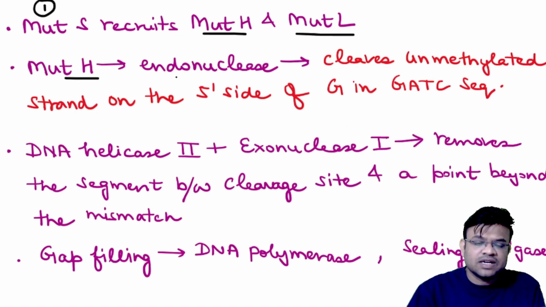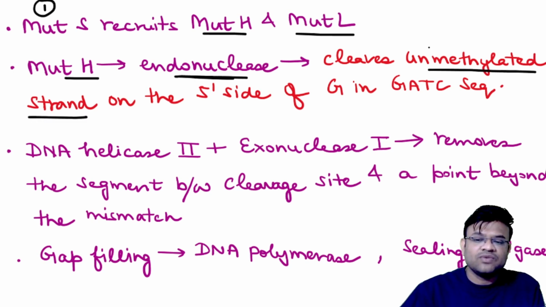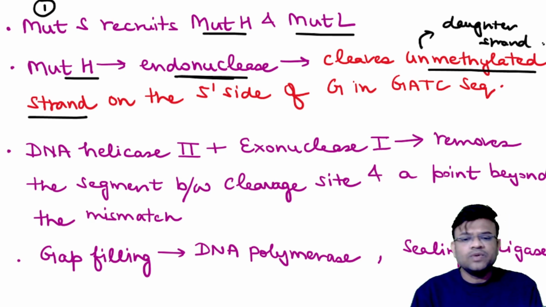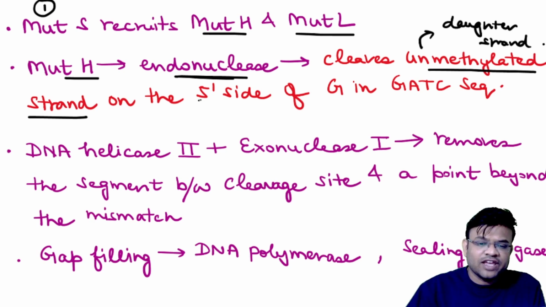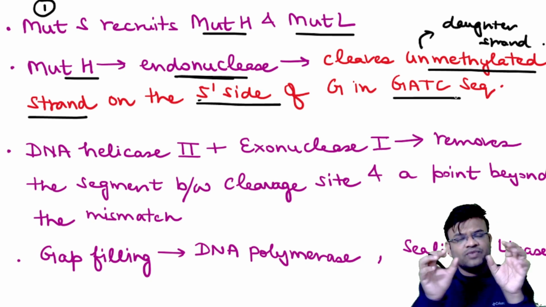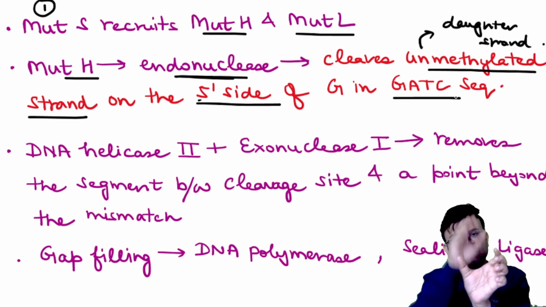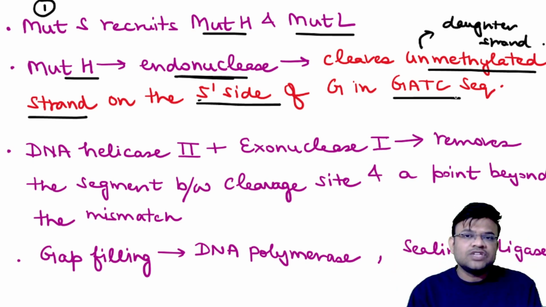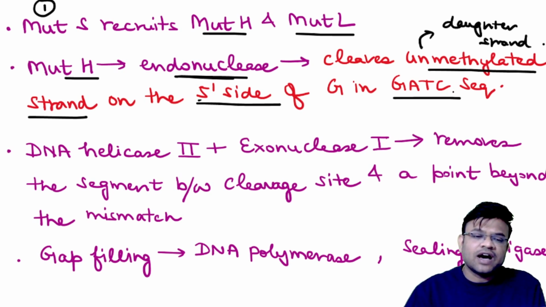MutH, as I have already said, will function as an endonuclease. It will cleave the unmethylated strand. Obviously, by unmethylated, I simply mean the daughter strand. So it will be cleaving the unmethylated strand on the 5' end of G in the GATC sequence. Now this is again an important thing. Close to the mismatch, the GATC will be identified, and MutH, which functions as an endonuclease, will cleave the unmethylated strand on the 5' side of G.